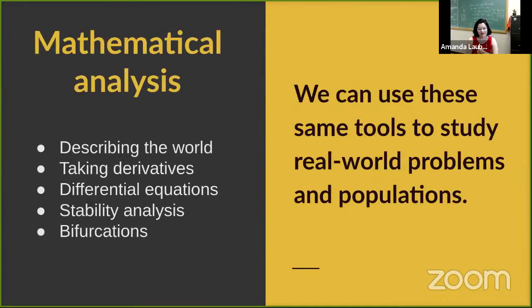And the reason this is so exciting for me to talk about is that all those same tools we used for Thanos' silly little problem are the same ones we can use to study real world populations and problems. So if that's something that's interesting to you, mathematical analysis and modeling is a really exciting area to learn more about.